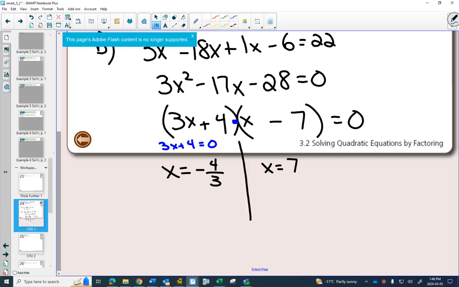So, some questions to try. Circle 4, 5, 6, and 7.